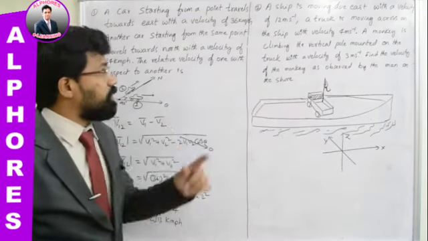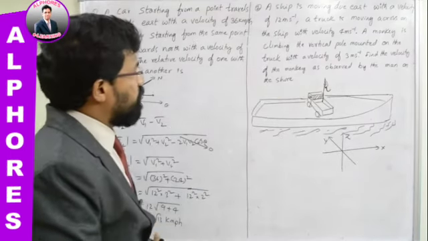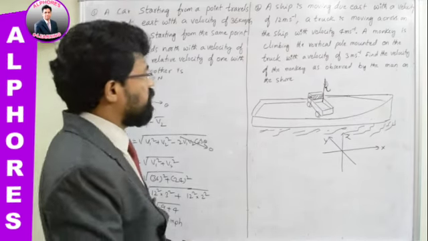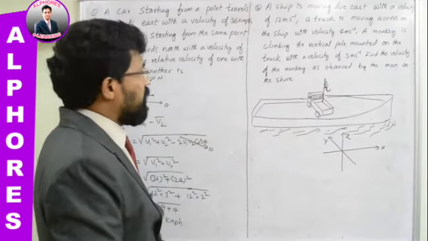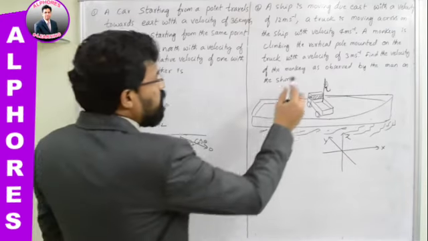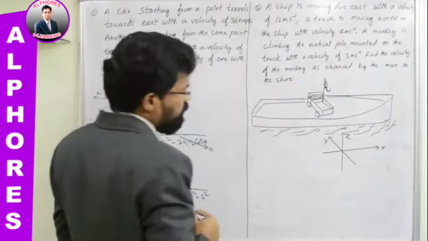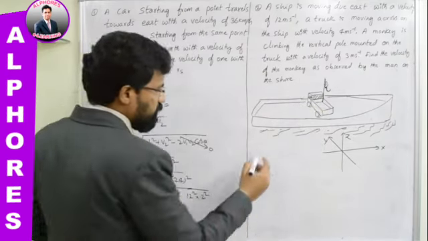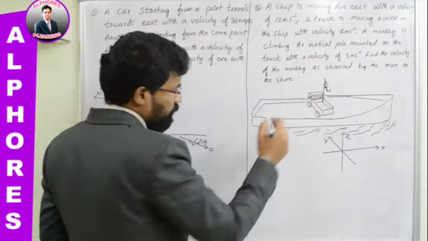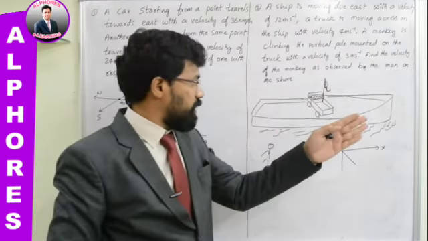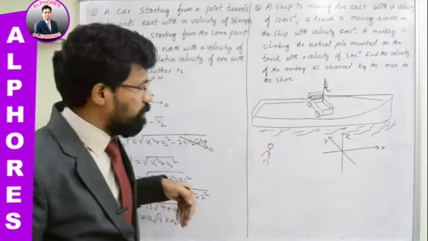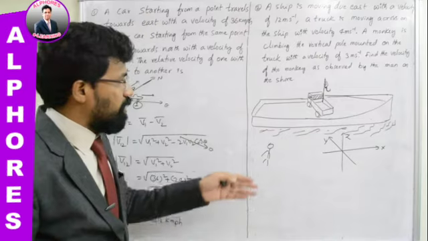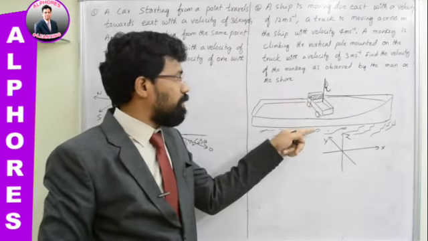Okay. Now see this question, the second one. A ship is moving due east with a velocity of 12 meter per second. A truck is moving across the ship with a velocity of 4 meter per second. A monkey is climbing the vertical pole mounted on the truck with a velocity of 3 meter per second. Find the velocity of the monkey as observed by the man on the shore. Let us say somebody is standing here on the shore and he is observing the monkey. Here the ship is in motion, and across the ship, it means in a direction perpendicular to the direction of motion of the ship, the truck is moving. Okay, and on the truck there is a pole and a monkey is climbing the pole.